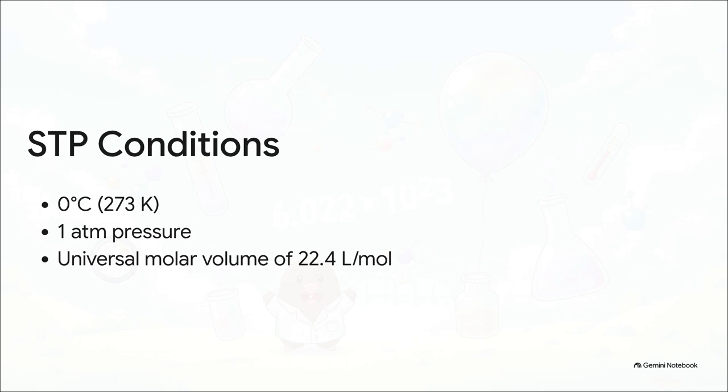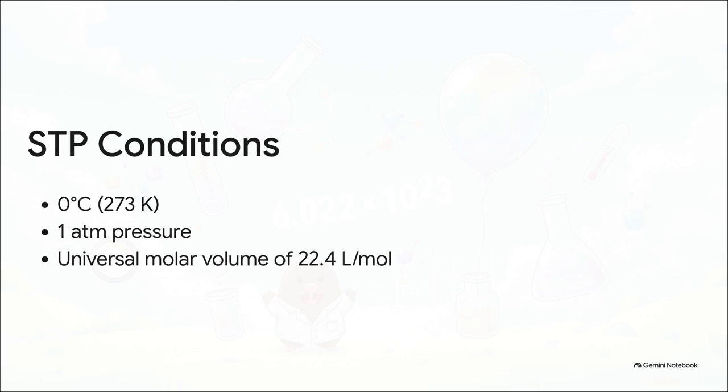Standard temperature and pressure, or STP for short, means you have to be at exactly 0 degrees Celsius, which is 273 Kelvin, and exactly 1 atmosphere of pressure. You can only use that 22.4 liters per mole conversion under these exact baseline conditions. And the reason we do this? Standardizing these conditions is exactly what allows chemists to easily compare completely different gases on a totally even playing field.